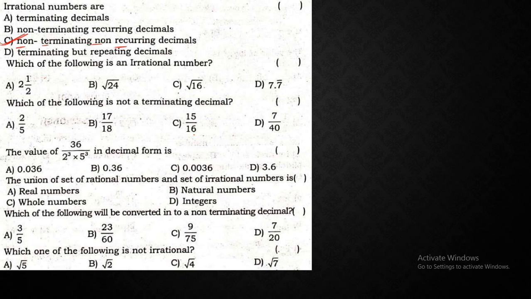Next, which of the following is an irrational number? 2 and a half means 5 by 2, so it can be expressed in p by q form. Root 24: root 24 means 8 3s are 24 or 6 4s are 24.